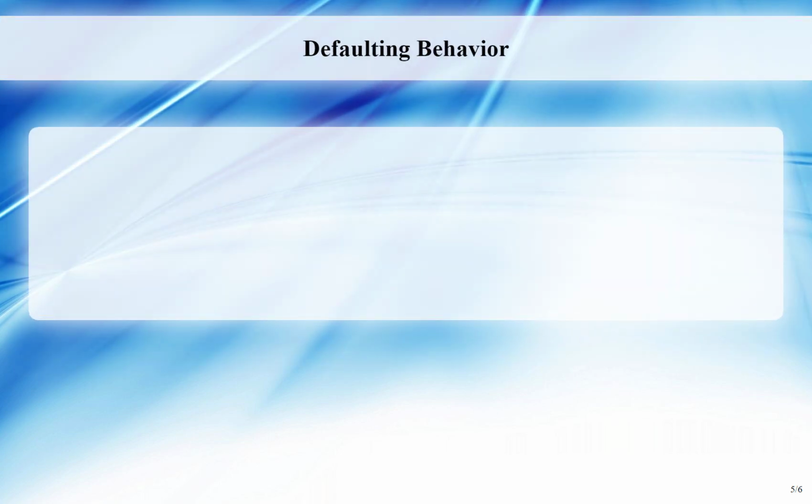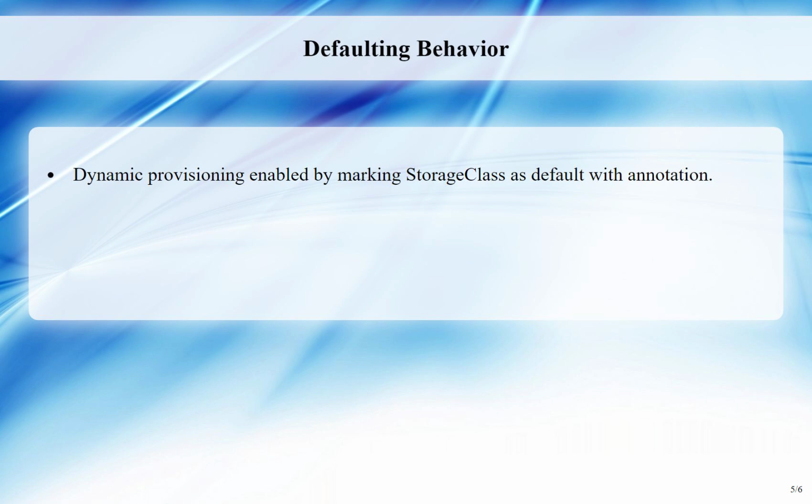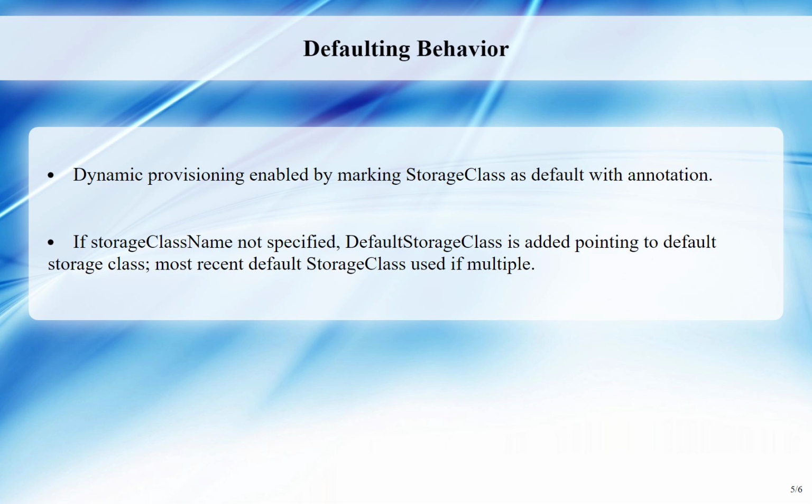Defaulting behavior. Dynamic provisioning can be enabled on a cluster by marking one storage class object as default and ensuring the default storage class admission controller is enabled on the API server. An administrator can mark a storage class as default by adding a specific annotation to it. When a user creates a persistent volume claim without specifying a storage class name, the default storage class admission controller automatically adds the field pointing to the default storage class. If multiple storage classes are marked as default, Kubernetes will use the most recently created default storage class.